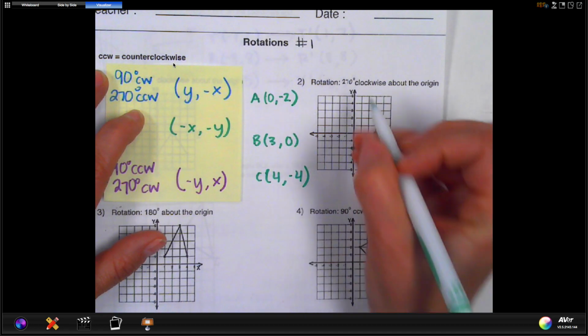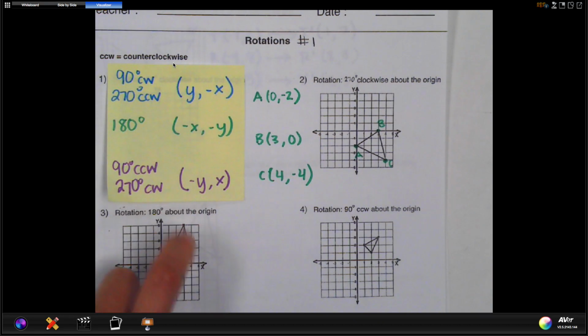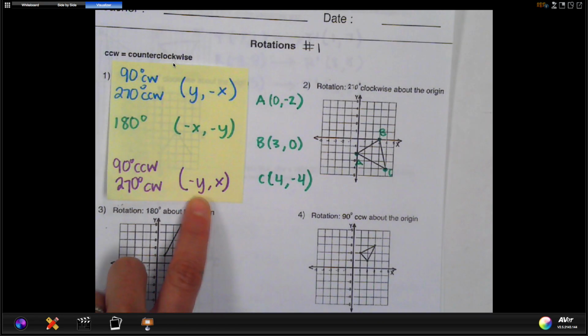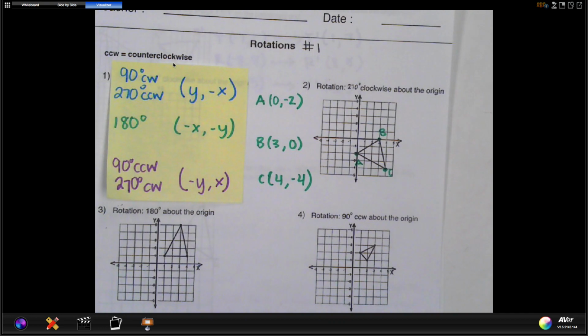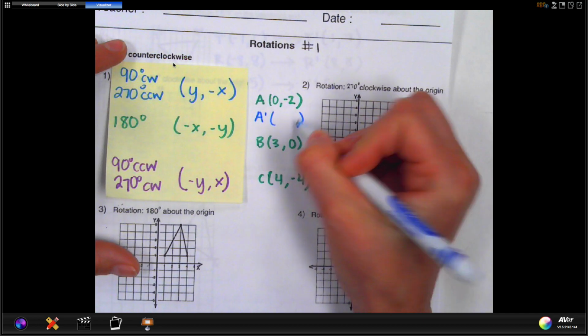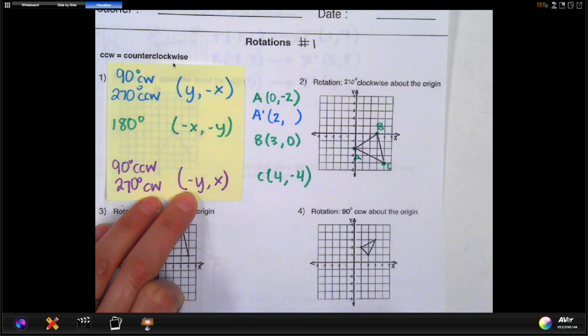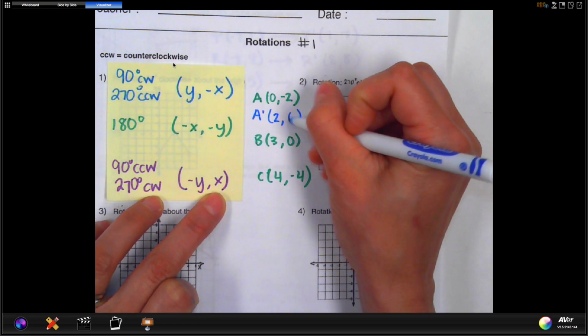Okay, and so it says 270 degrees clockwise, so we've got to use our notes here. And I see that right here. It means that we're going to switch them. So y is going to become first and x second, and we're going to make that y value opposite. So A prime, if I switch them around, the -2 comes first, but I also have to make it opposite, so that's +2, and then 0 comes second.